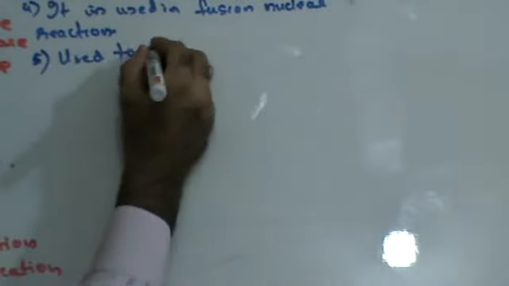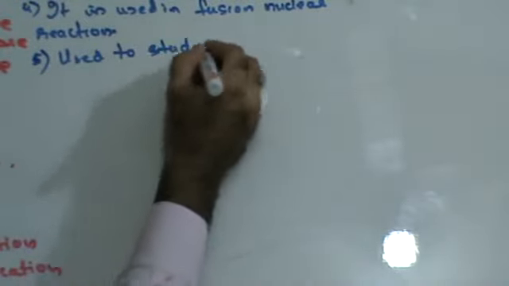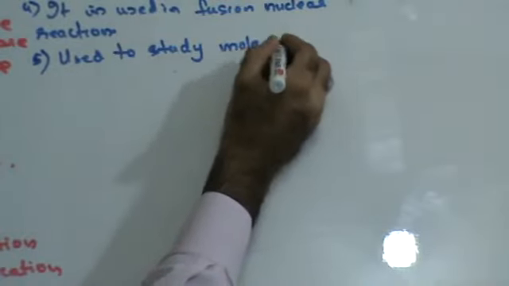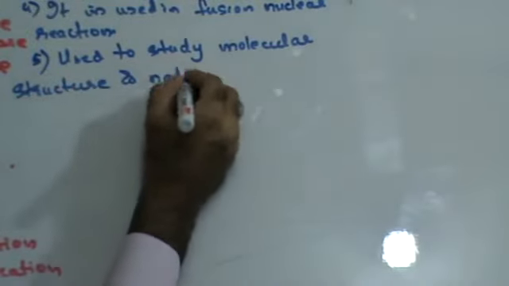Why? Because of the extreme high intensity, it can produce heat up to millions of degrees centigrade. Now, it is also used in the lab to study the molecular structure and the nature of chemical reaction.